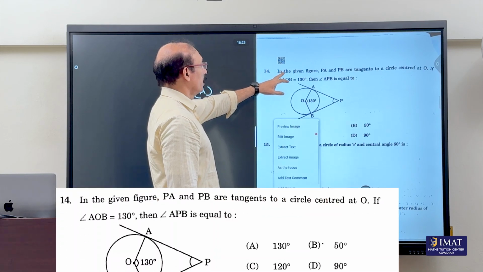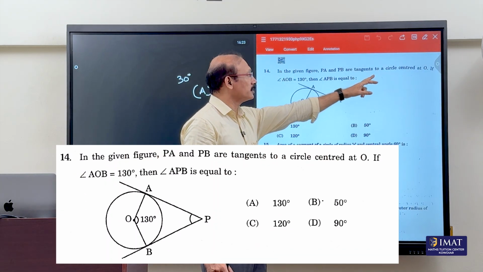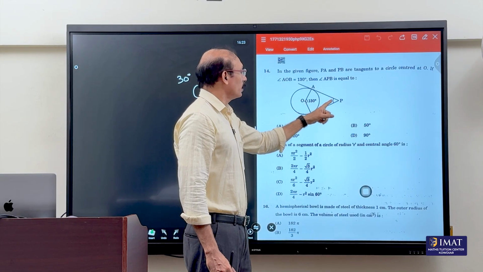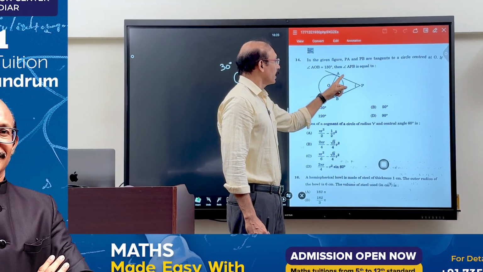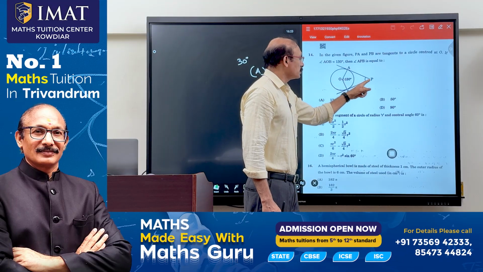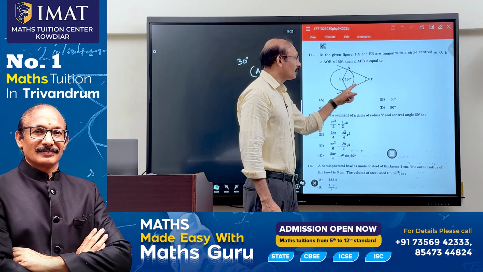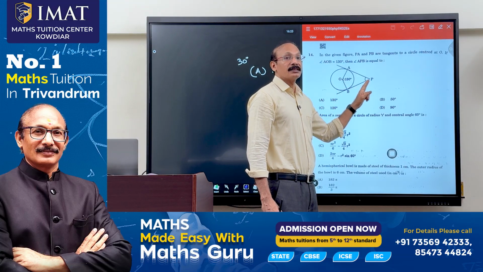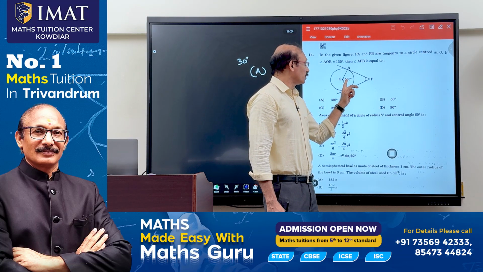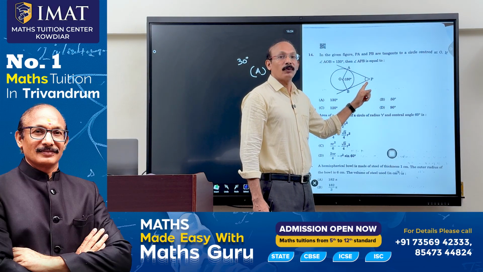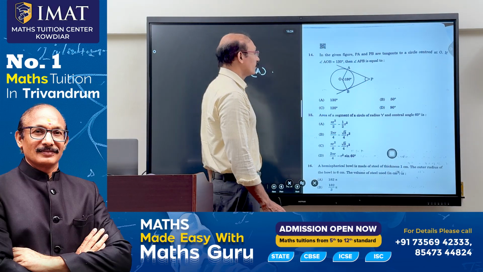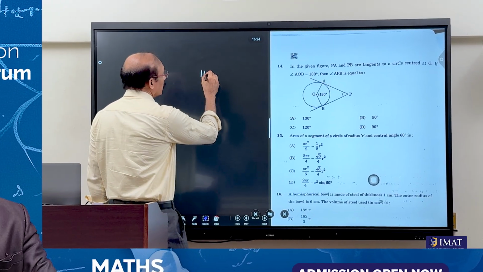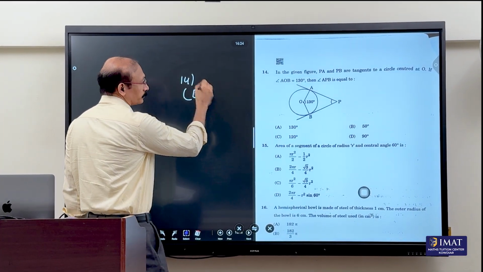Next, in the given figure, PA and PB are tangents to a circle with center O. If angle AOB is 30 degree, what is angle APB? You must know that APBO is actually a cyclic quadrilateral. What's a cyclic quadrilateral? Opposite angles add up to 180 degree. So if this is 130 degree, this will be 180 minus 130, which is 50 degree. So the option is B. So the question 14, the option is B.